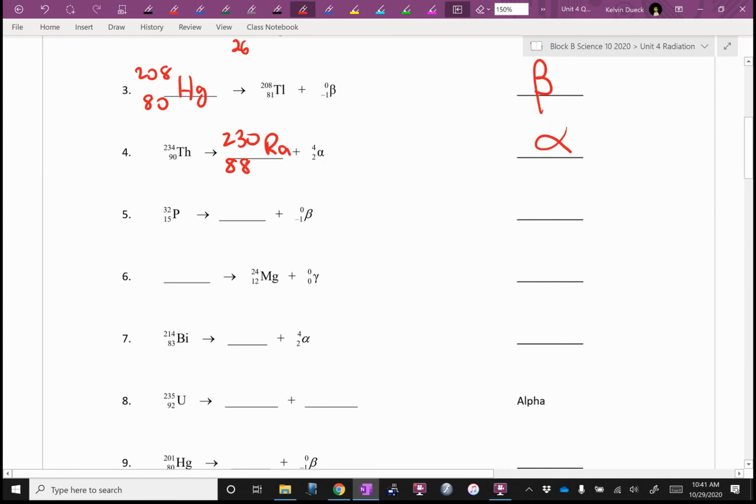Each question's worth 2 marks. Beta decay. 32 and I guess 16. So that 16 plus -1 gives me 15. So this is going to be element number 16, which is, I have no idea, sulfur.